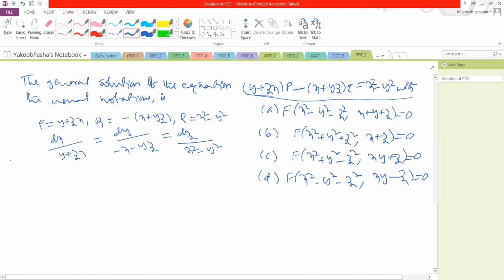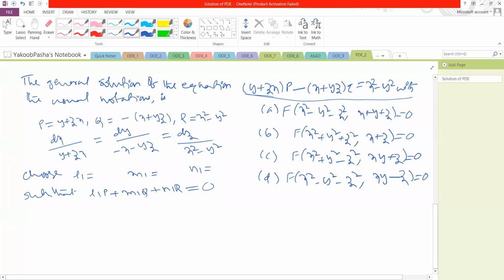Okay, first of all we have to choose L1, M1 and N1 such that L1 into P plus M1 into Q plus N1 into R is equal to 0. L1P plus M1Q plus N1R is equal to 0 అయ్యేటట్టుగా మనం L1, M1, N1 చూజ్ చేసుకోవాలి.